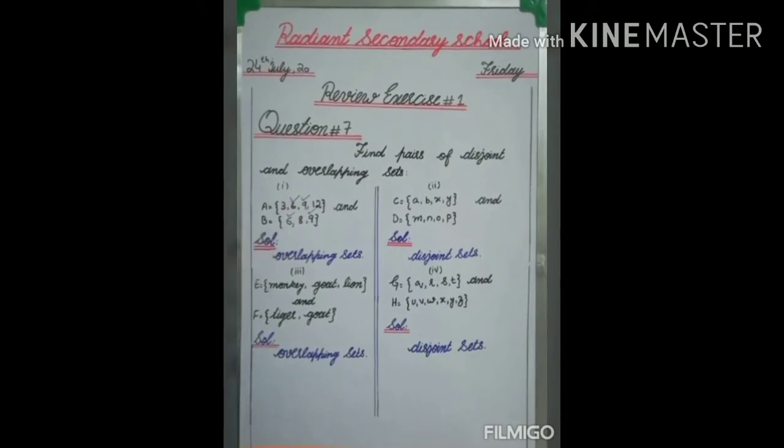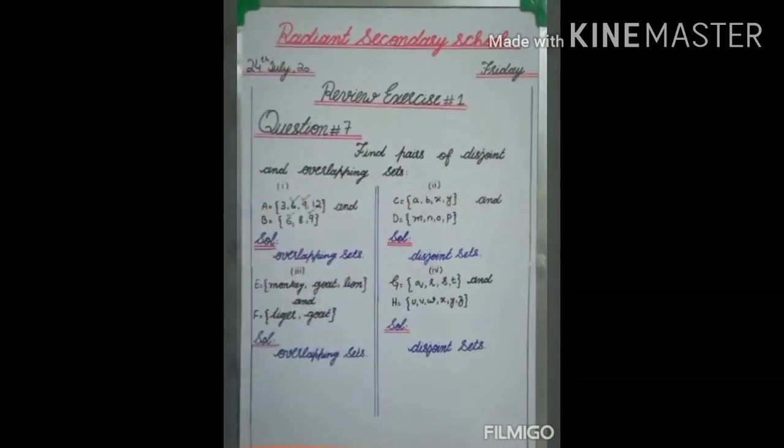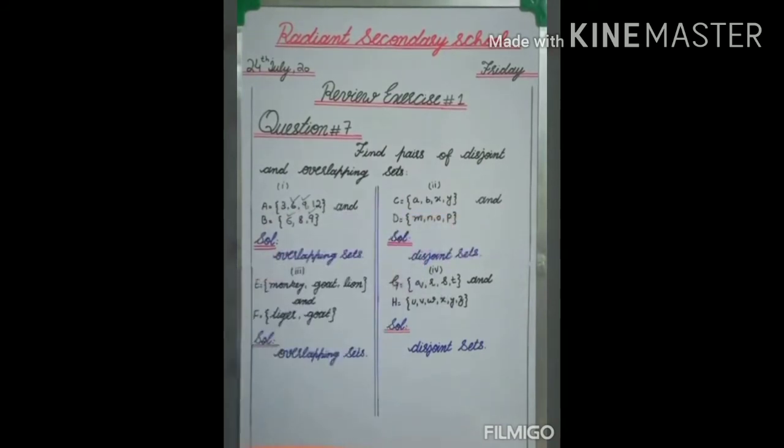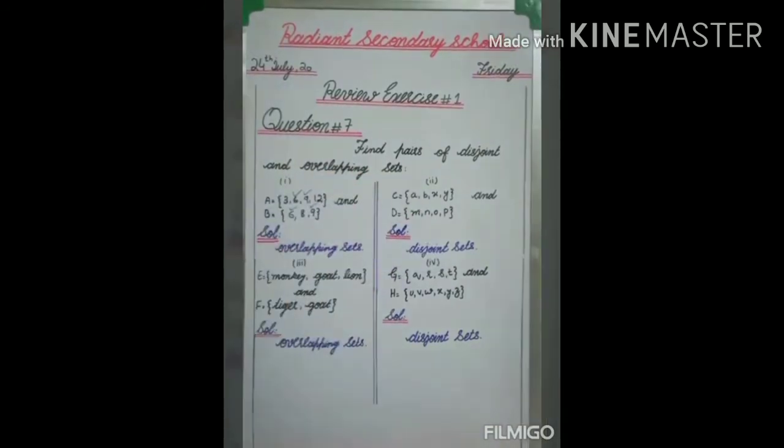Now come on part number 2. The elements of set C are A, B, X, Y and the elements of set D are M, N, O, P. You can see that no element is common in both the sets. So that's why these sets are disjoint sets.